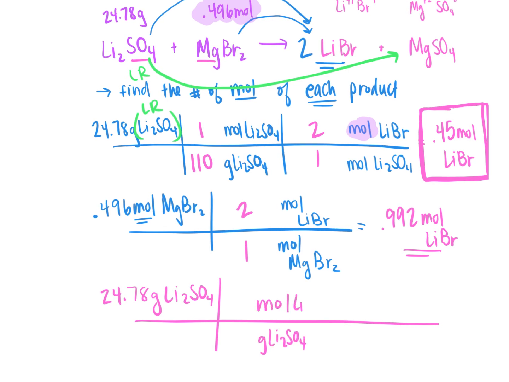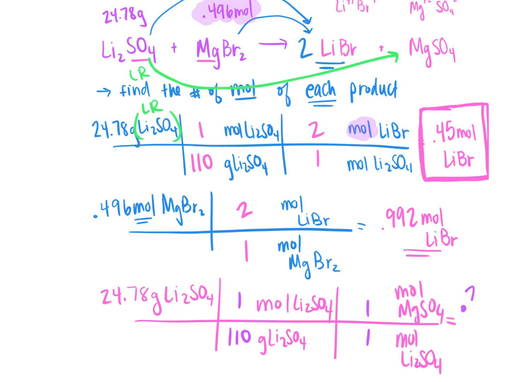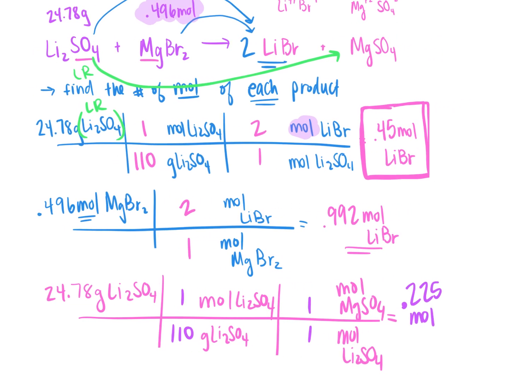We already know the molar mass. Good. Very good. I would agree. Then we're going to go to the mole ratio, and we're going to go to moles of MgSO4. It'd be 1 to 1. So 1 mole to 110 grams and a 1-to-1 mole ratio. Just divide 24.78 divided by 110. 0.225 moles of MgSO4.